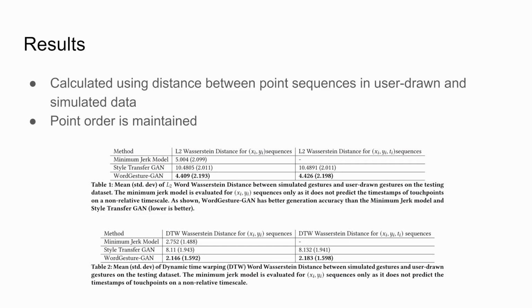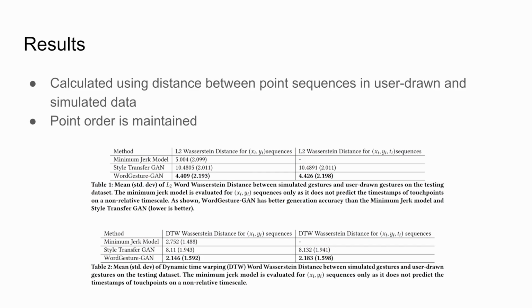Here we present empirical results comparing the simulated gesture distribution and the user-drawn gesture distributions for each of the production models. The distance metric used is the Wasserstein distance, which can tell us the distance between the 2 distributions. The metrics used are the L2 distance and dynamic time warping.